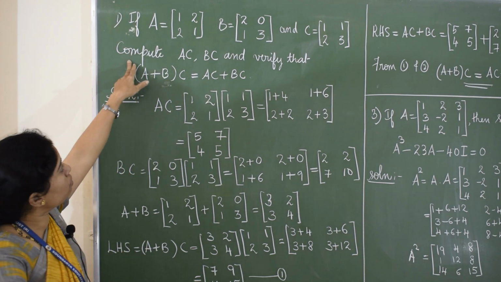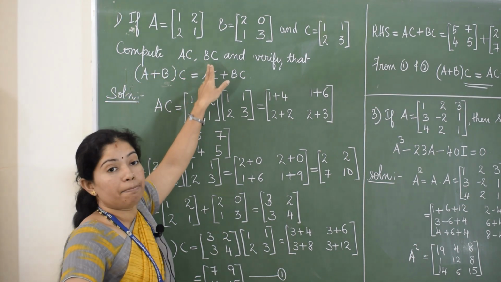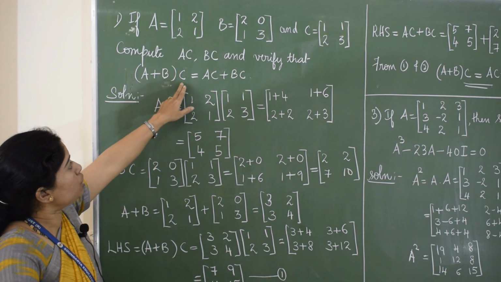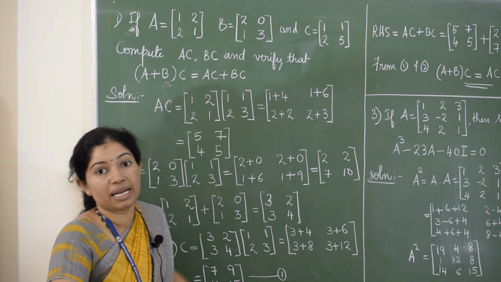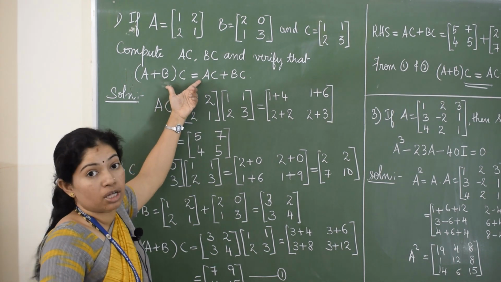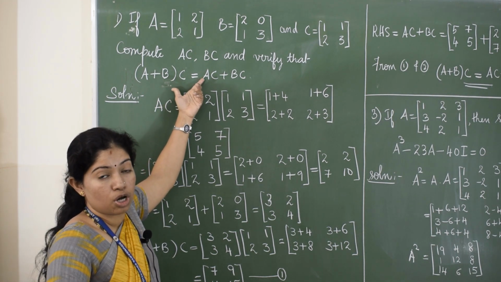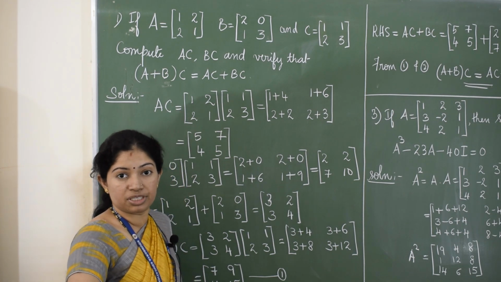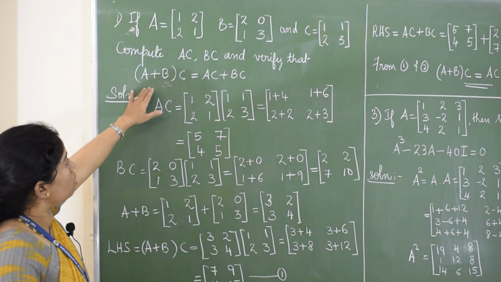Question is, you have to compute AC, BC and verify that (A plus B) into C is equal to AC plus BC. So which law is this? This is distributive law. So here we are verifying distributive law for the given matrices. So let us solve this.